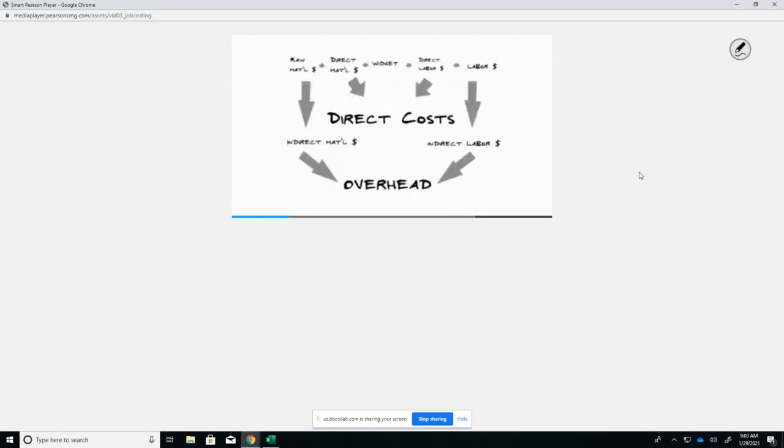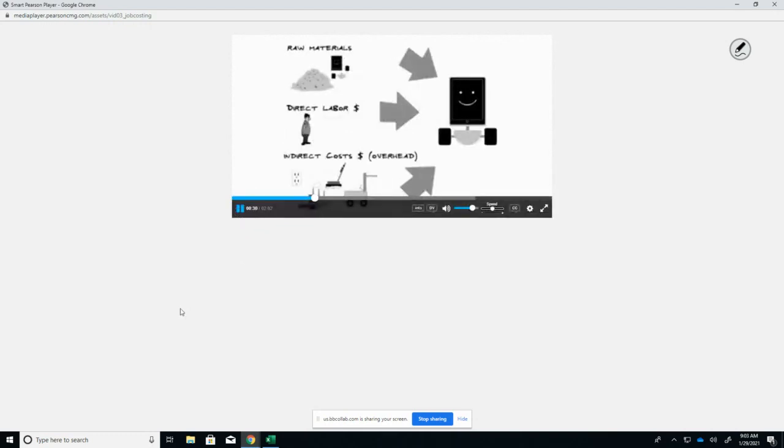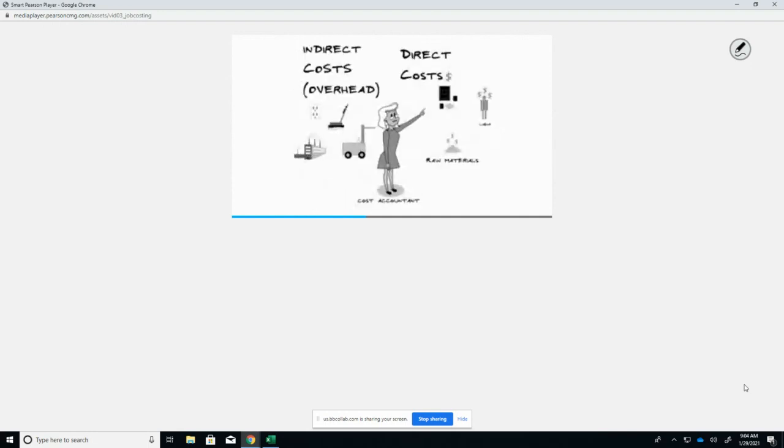When it comes to making and repairing widgets, there are basically two kinds of costs, direct costs and indirect costs, also known as overhead. Direct costs are directly associated with making or repairing widgets. Things like the cost of raw materials that go into the product. Or in the case of the repair service, the wages of the repair technicians. Indirect costs or overhead are costs that cannot be easily traced to a product or service. Electricity, maintenance, insurance, and depreciation are some examples.